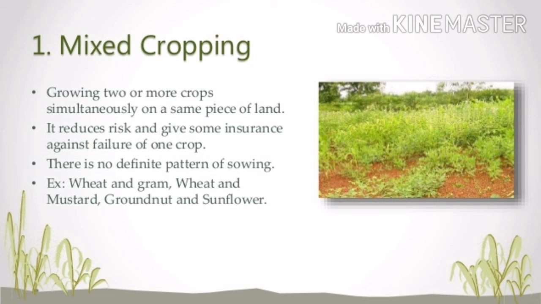And the advantage of mixed cropping is the risk of total crop failure due to uncertain monsoon is reduced, and fertility of the soil is improved by growing two crops simultaneously. And in mixed cropping there is no definite pattern of sowing.